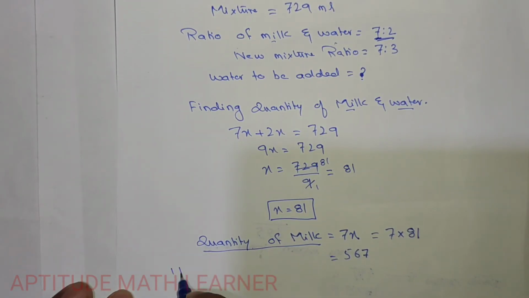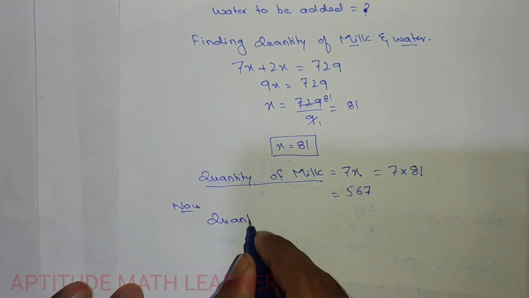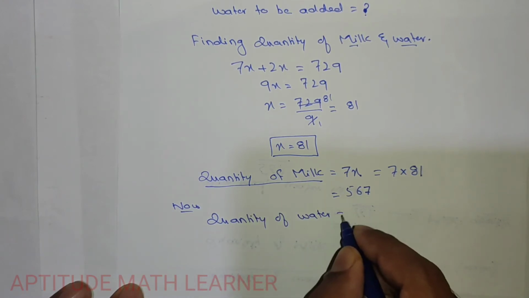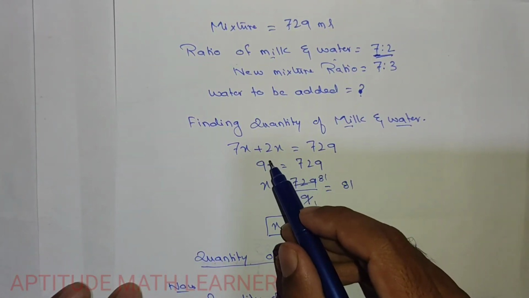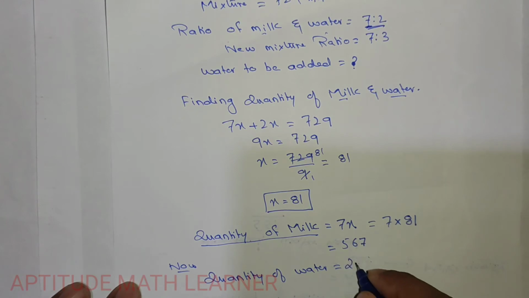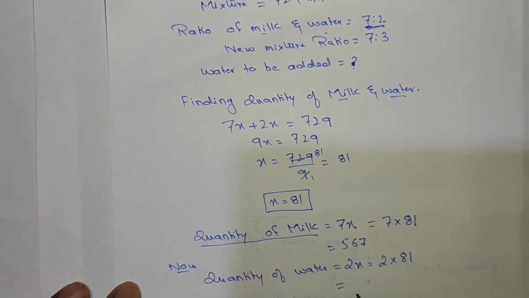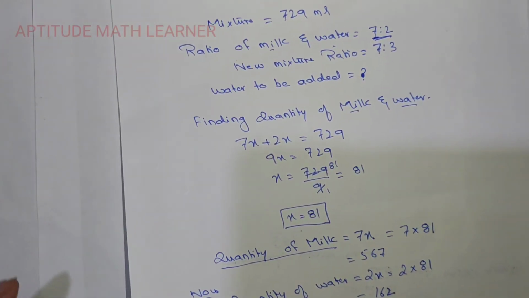Now you can see the quantity of water in the mixture. The quantity of water is 2x, so 2x is equal to 2 multiplied by 81, and we get the answer 162. So this is the quantity of water. We have found both things.